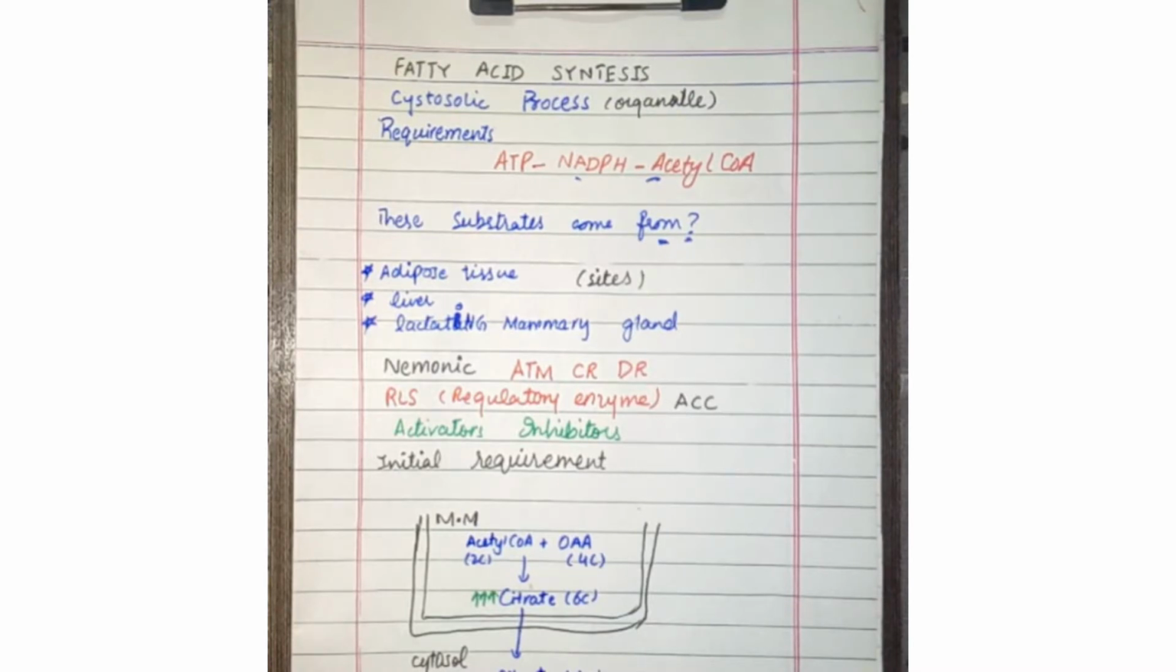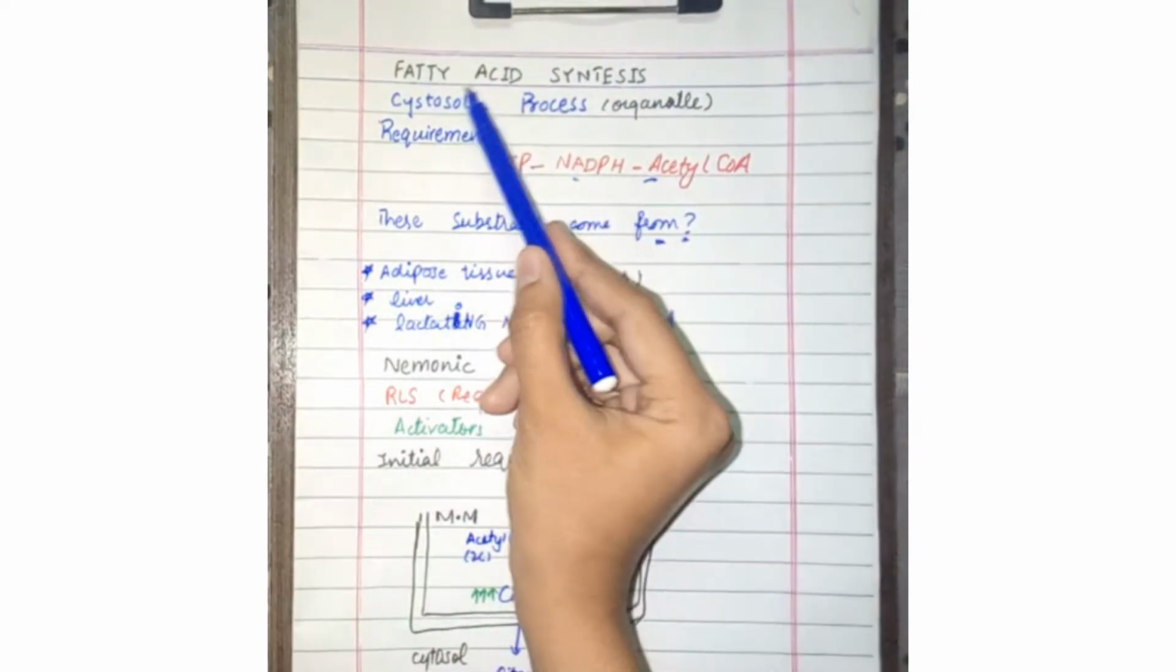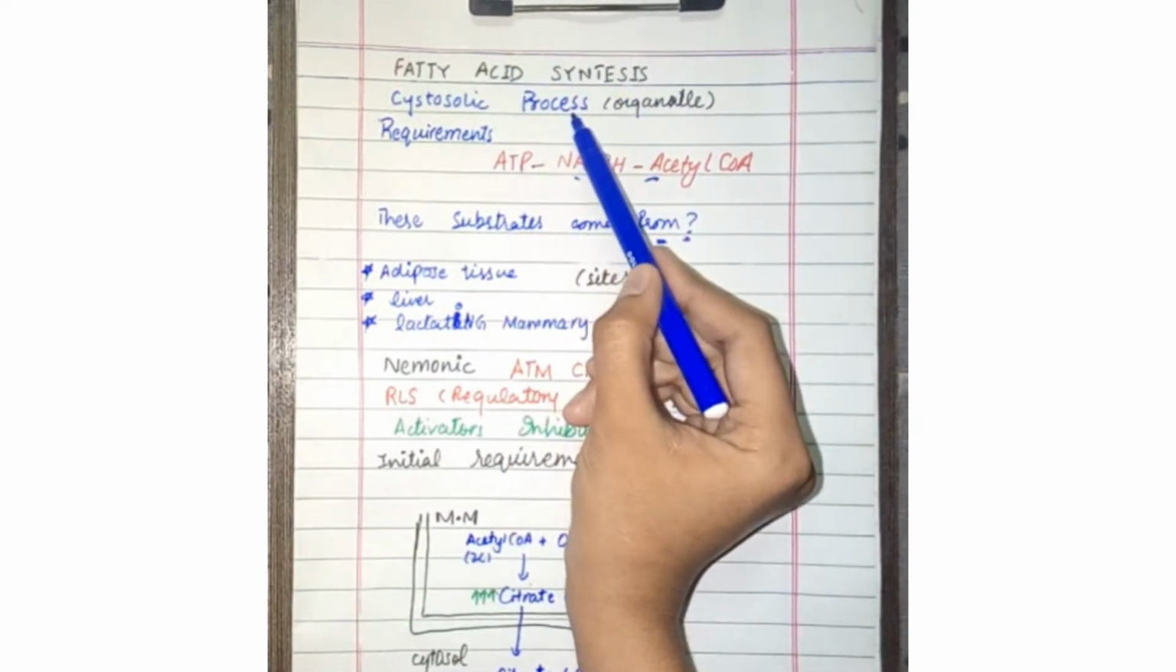Actually, I'll make two parts of the video so that you can properly understand, but you have to go through both parts. Okay, let's start. Fatty acid synthesis is a cytosolic process.